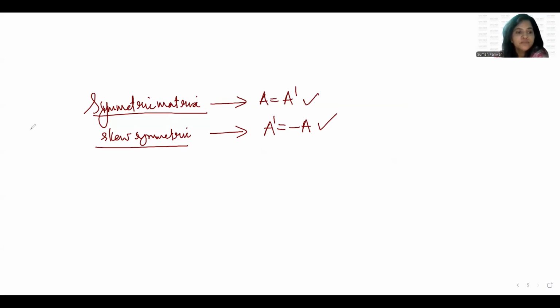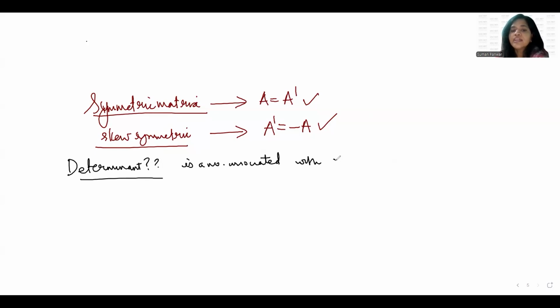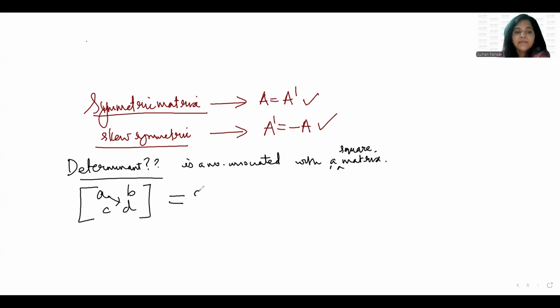Now we will come to determinant. So what is a determinant? A determinant is a number associated with a matrix. In fact, a square matrix, we will always calculate determinant of a square matrix. So how do you calculate determinant of a matrix like this? A, B, C, D. This will be AD minus BC.